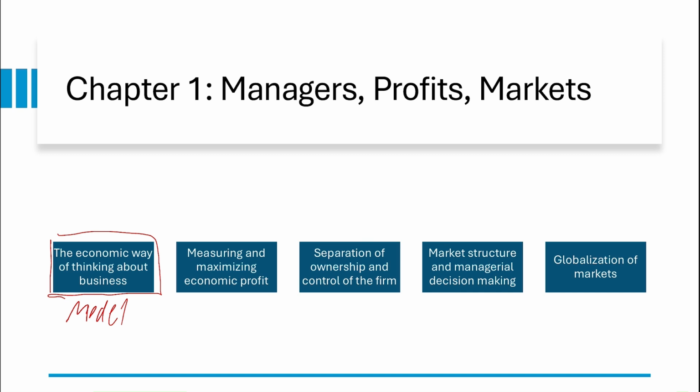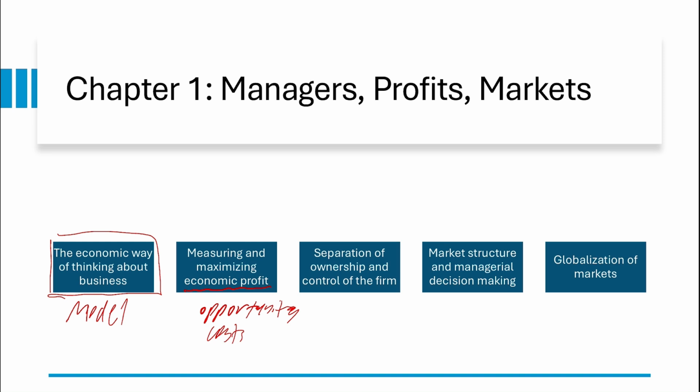Next, we want to look at how to measure and maximize economic profit, so we'll differentiate that from accounting profit. The key idea here is that we want to account for all costs, including opportunity costs, even if they're not explicit accounting costs, when we're making our decisions. So how do we measure profit and how do we maximize that?